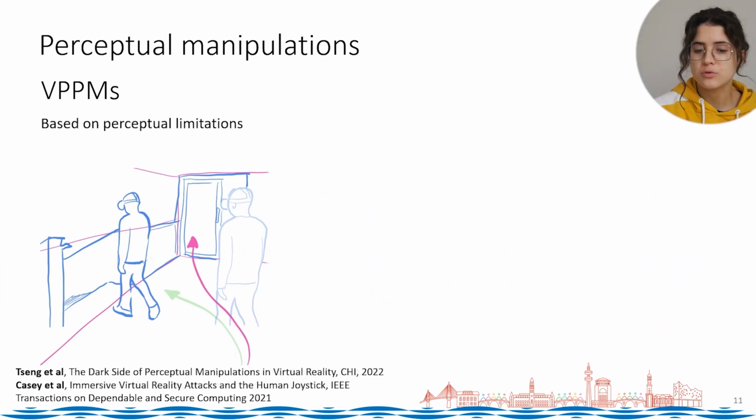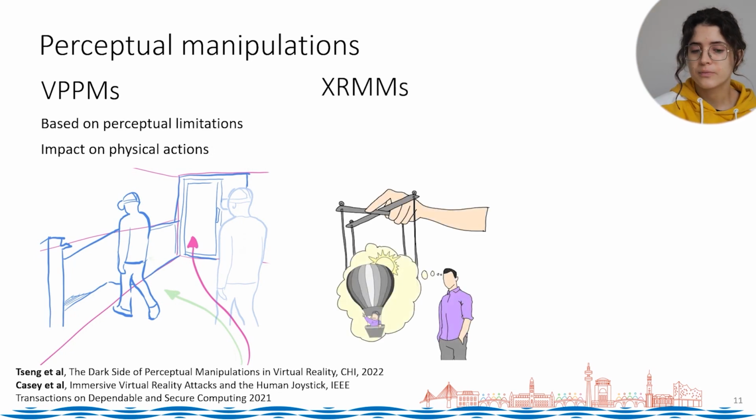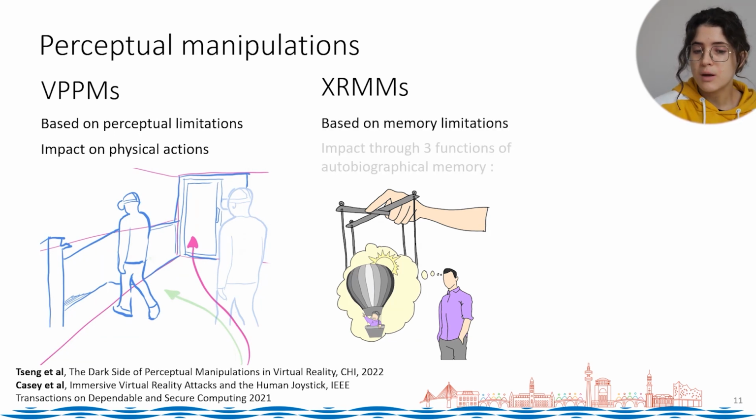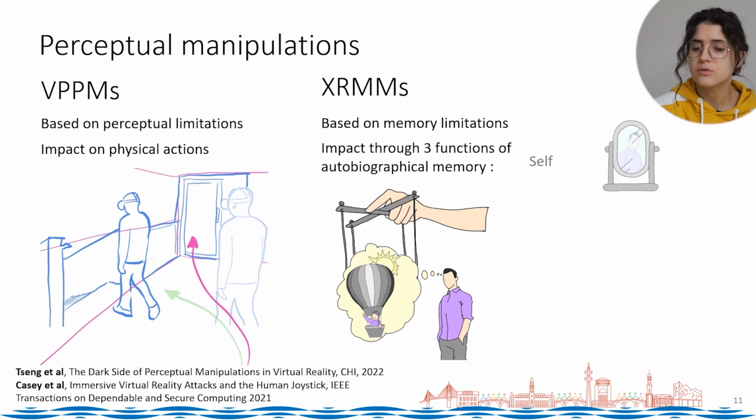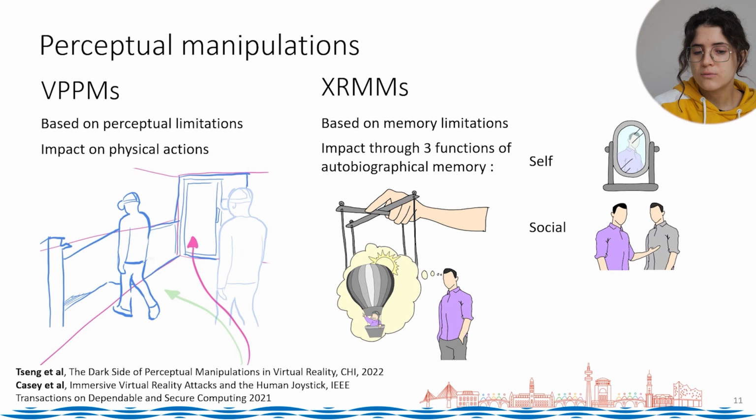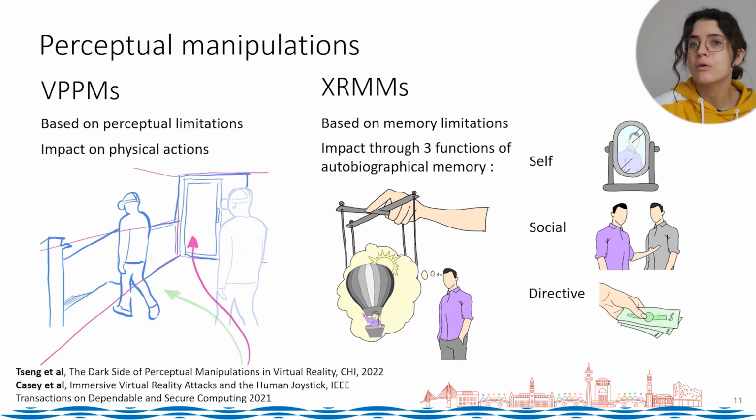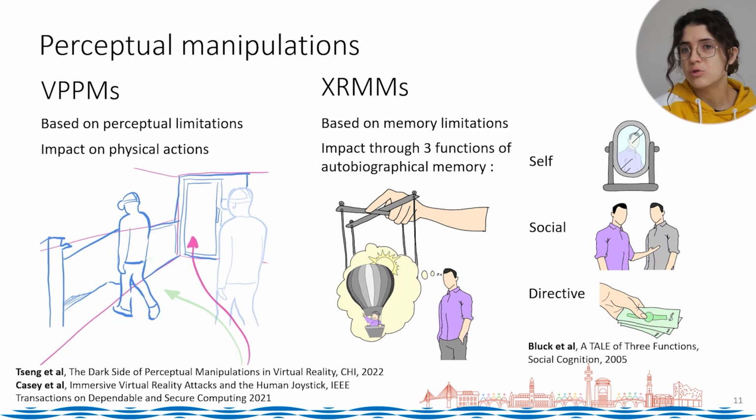VPPMs leverage perceptual limitations and have a direct impact on users. It influences their physical movements. XR memory manipulations, that we call XRMMs, on the other hand, leverage memory limitations, but could have a larger and longer-term impact on users, because memory influences our self-perception, our social interactions, and our future choices and behaviors, which are known as the 3 functions of autobiographical memories described by Bluck et al.